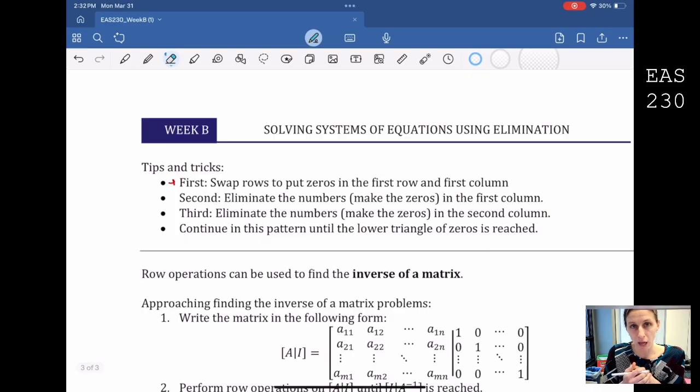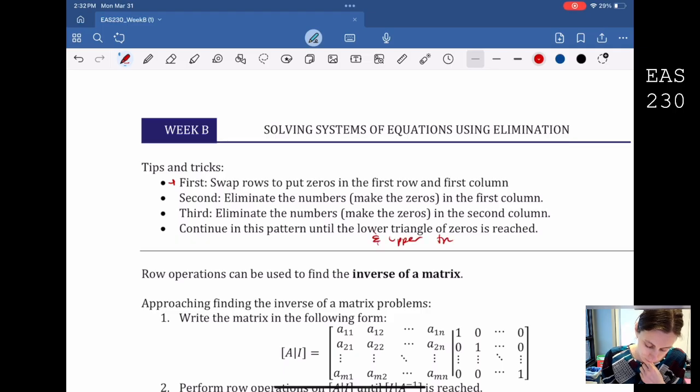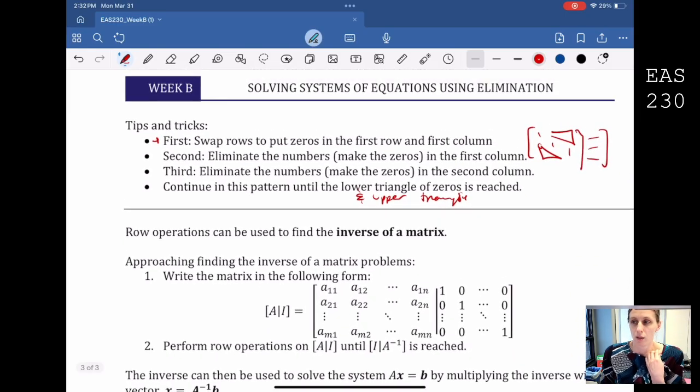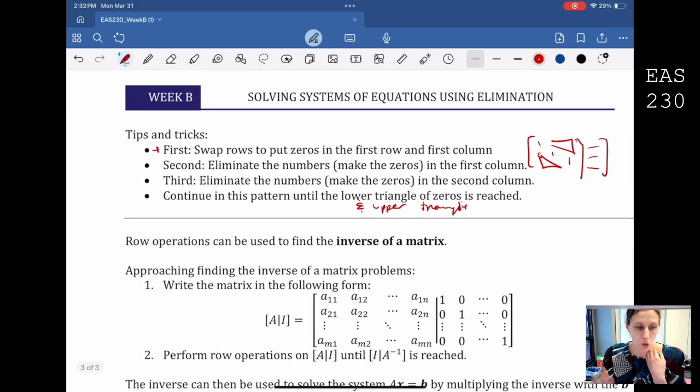Okay. But then we go ahead and find all the zeros in column 1, find all the zeros in column 2, find all the zeros in column 3, etc., and continue that pattern until we have a lower triangle and upper triangle. So I want 1s along the diagonal, and a lower triangle and upper triangle of zeros. And then what I get over here is my solution. So that's Gauss-Jordan elimination. Go all the way to RREF, reduced row echelon form. And we'll go over lots of examples in class.